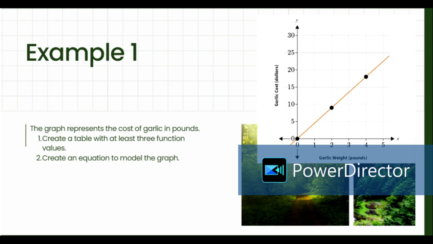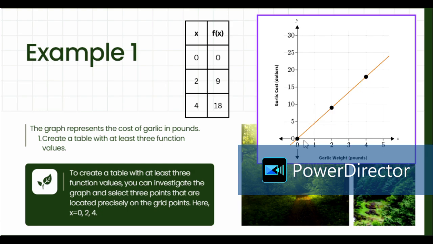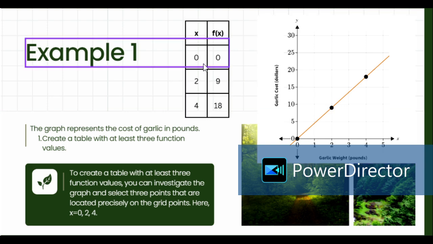So here's example 1. The graph represents the cost of garlic in pounds. Create a table with at least 3 function values, and then create an equation to model the graph. We'll do this together. It's actually really easy to create the table because all you have to do is look at this graph and look at the points that it gives you, okay? So the first one is 0, 0.